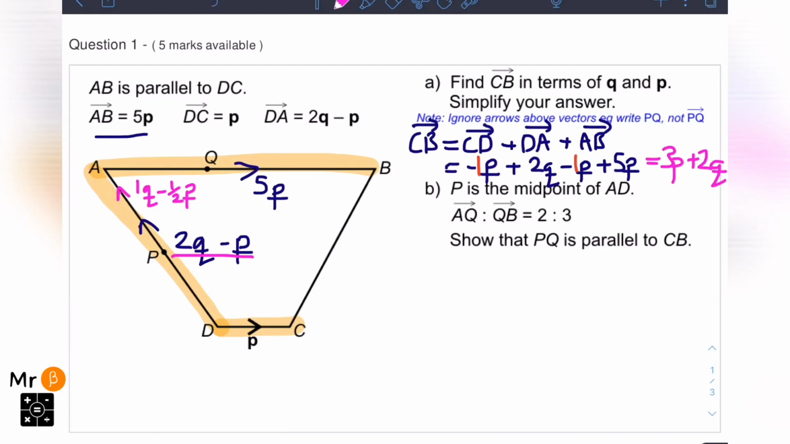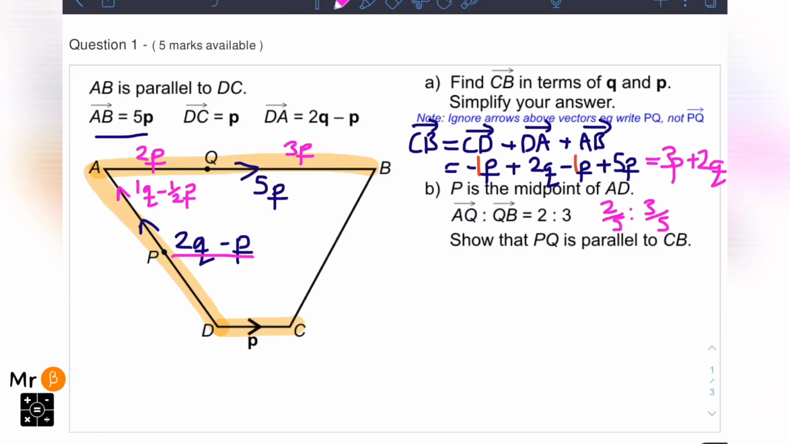The next bit of information we are told, AQ is 2/5 of the entire line A to B, and QB is 3/5 of the entire line. So now we know the entire line was 5p. So therefore, A to Q must be 2p, 2/5 of 5p is 2p, and QB, 3/5 of 5p, is 3p.